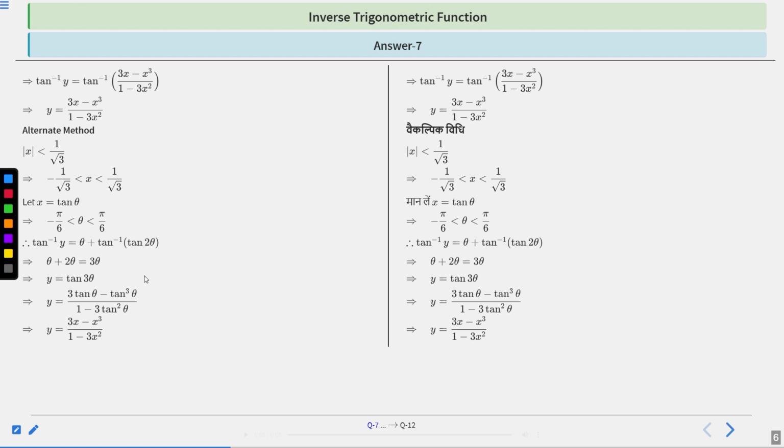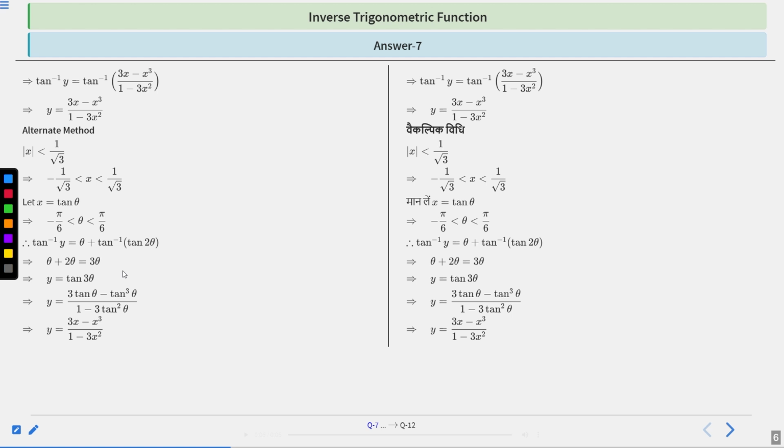Got it? Now, the alternate method we can use in this question is, since we are given that mod x is less than 1 by root 3, therefore x is from minus 1 by root 3 to 1 by root 3, right? Now let x is equal to tan theta. Therefore, theta will be from minus pi by 6 to pi by 6, right? Now, tan inverse y is equal to theta plus tan inverse tan 2 theta.